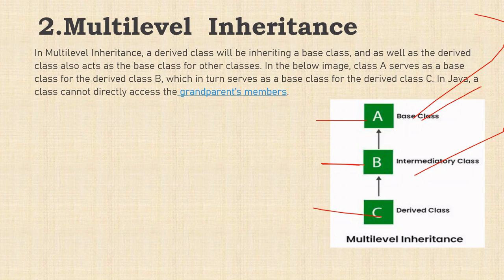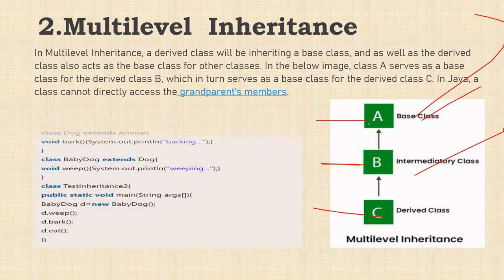Class A serves as a base class for the derived class B, which in turn serves as a base class for the derived class C. So now class B will be the base class for derived class C. We'll see an example.